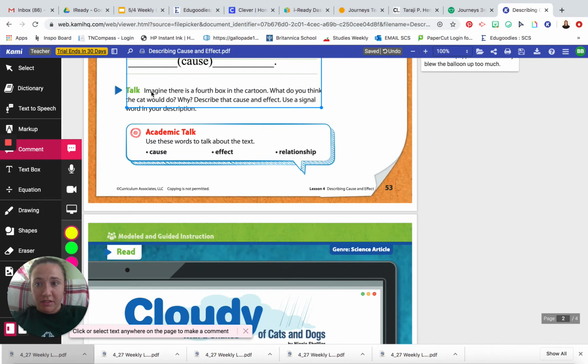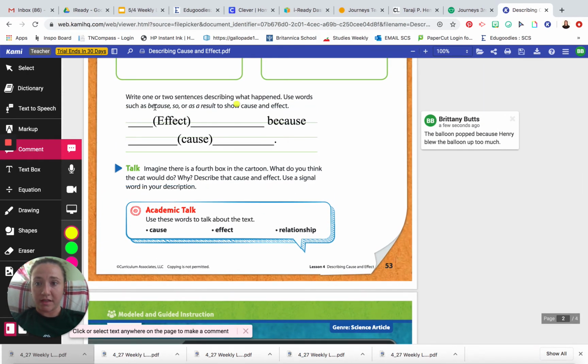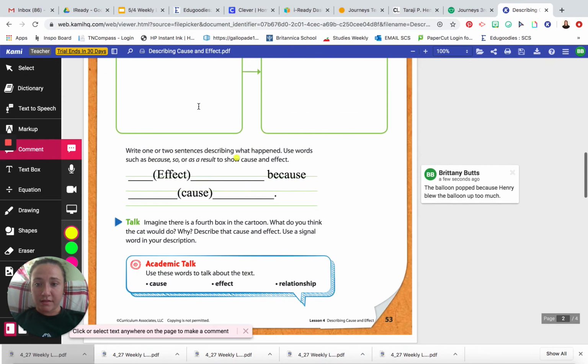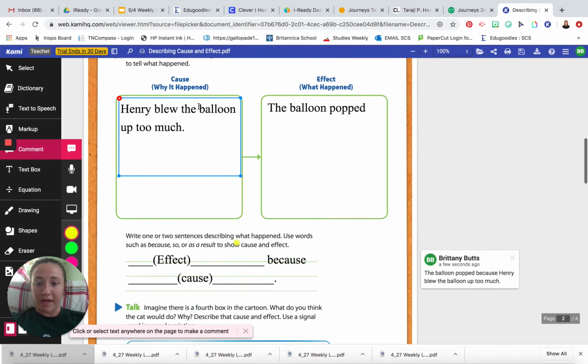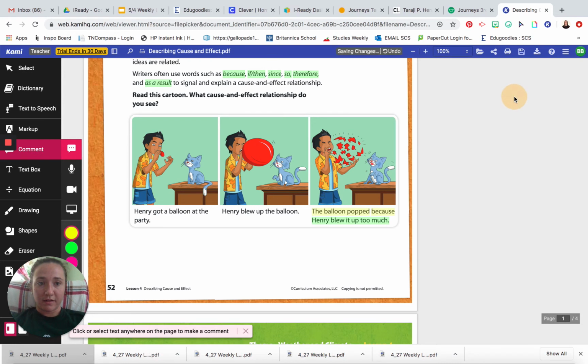Our last question to think about says, imagine there's a fourth box in the cartoon. What do you think the cat would do? Why? Describe that cause and effect. Use a signal word in your description. Remember, our signal words are words like because, so, or as a result. So let's imagine there's a fourth box in the cartoon that goes right here. What do you think the cat is going to do?